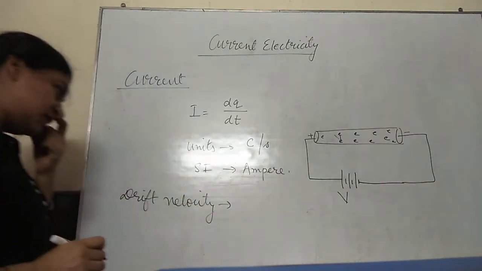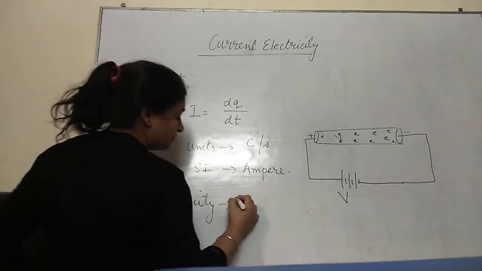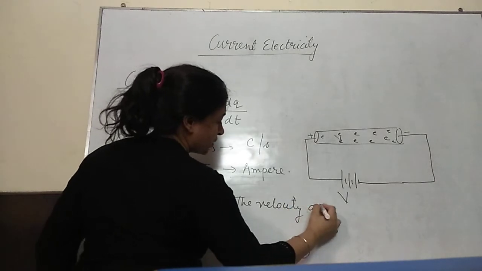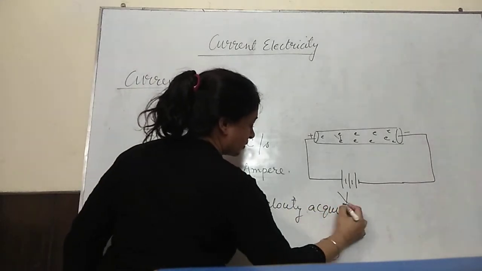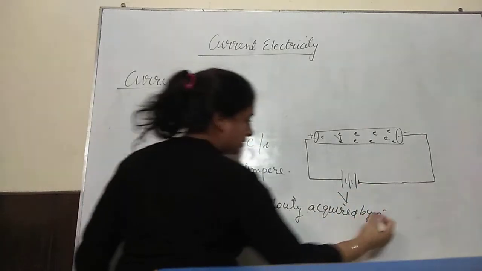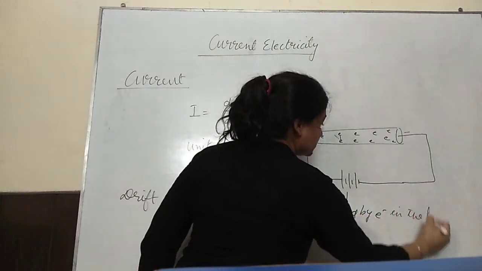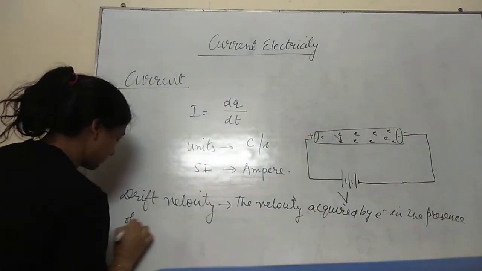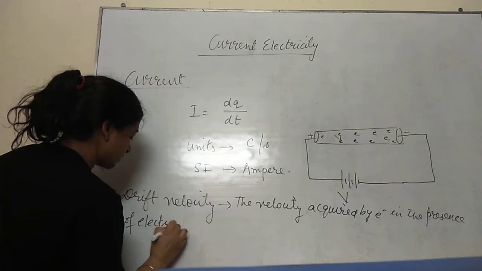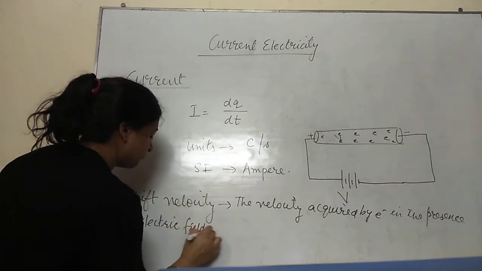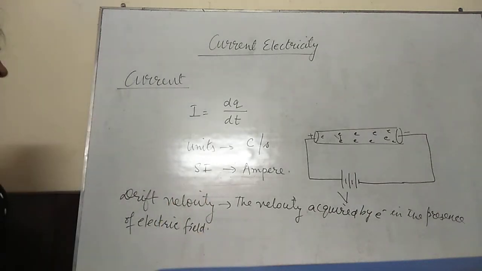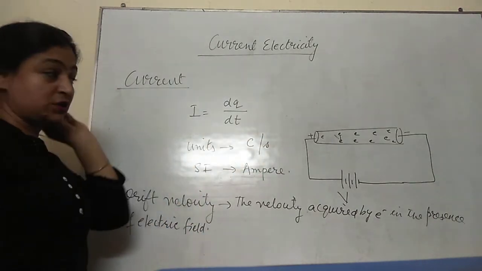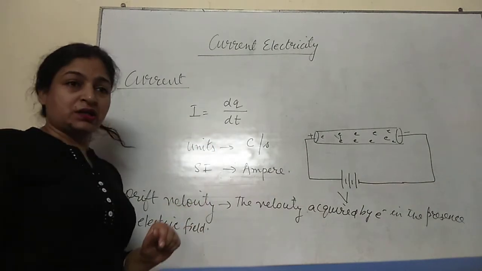So how can we define drift velocity? This is the velocity acquired by the electron in the presence of an electric field or electric potential. This velocity is basically responsible for the flow of current through a conductor.